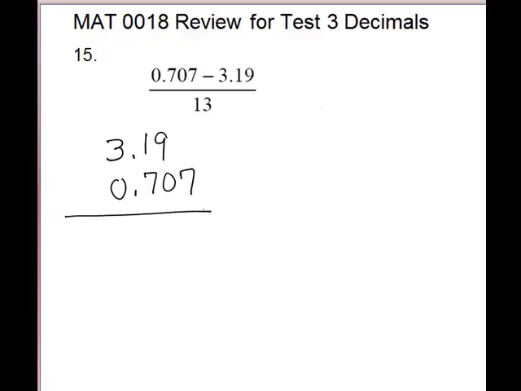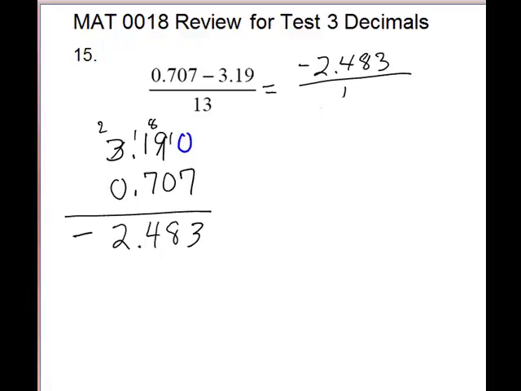0.707 underneath. We have to fill in any missing zeros, and then we'll subtract. So we're going to have to borrow here. 10 minus 7 is 3. 8 minus 0 is 8. To borrow. 11 minus 7 is 4. And 2 minus 0 is 2. Bring your decimal straight down. And it would have been sign of the larger. All right, so this is our numerator, negative 2.483.